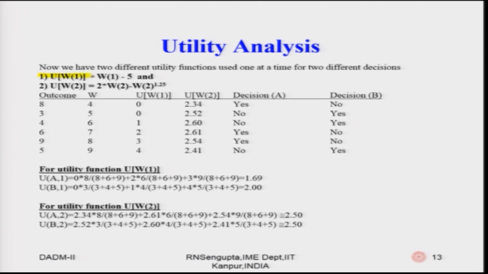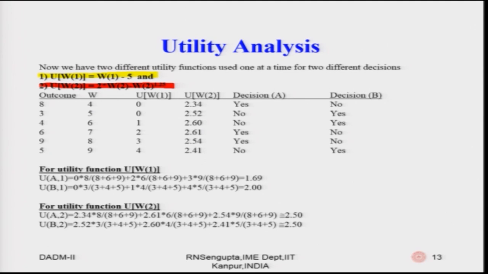So, the first utility, U1, is linear: W minus 5. The second utility function, which I will highlight in red, is not a quadratic one, but it is non-linear, because it is W to the power 1.25. And again, the outcomes which are given are the numbers which support a decision. Again, I have taken those numbers in such a way that later on we can differentiate the decisions based on utility 1 and utility 2. You will see it very soon.